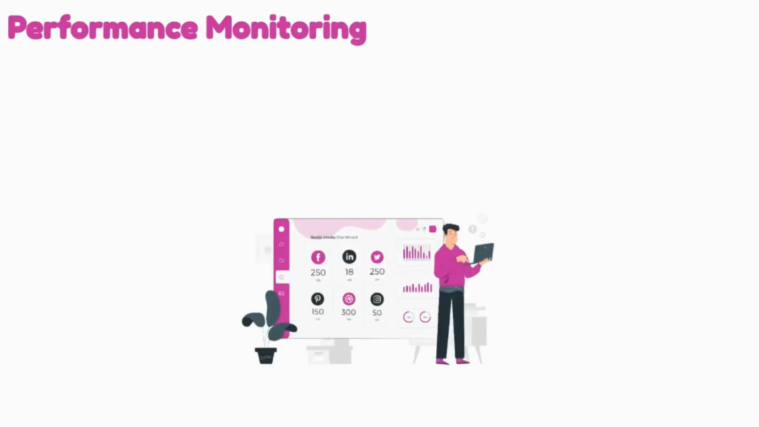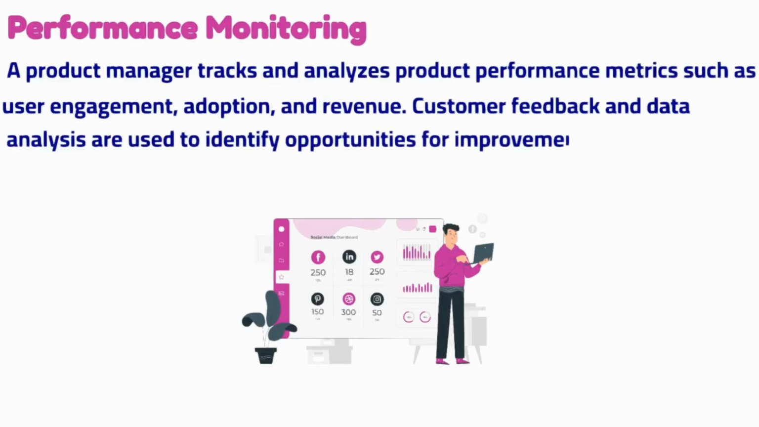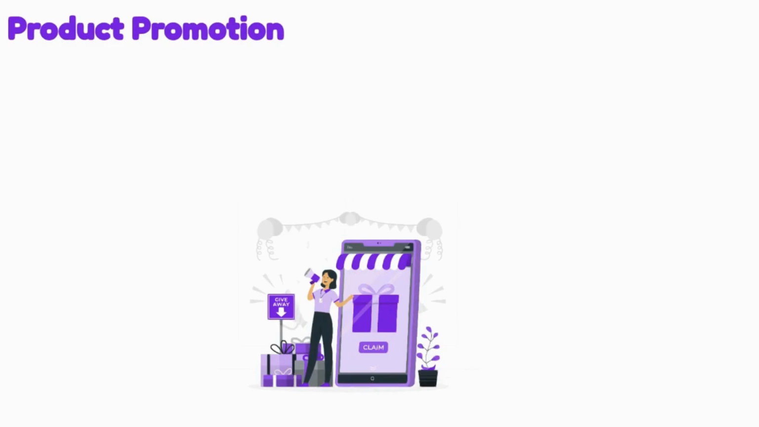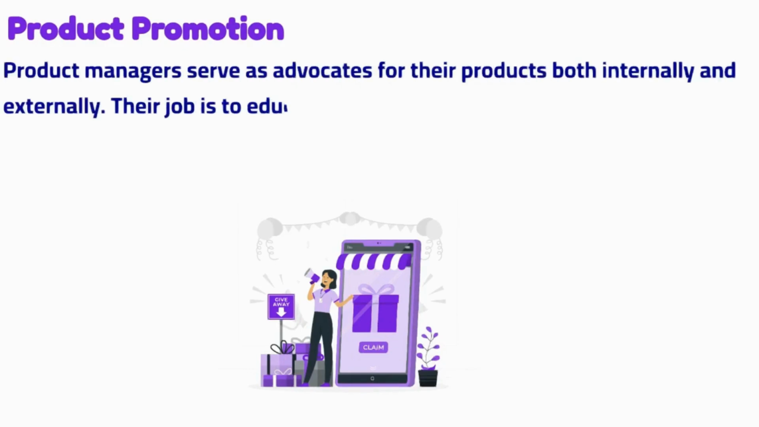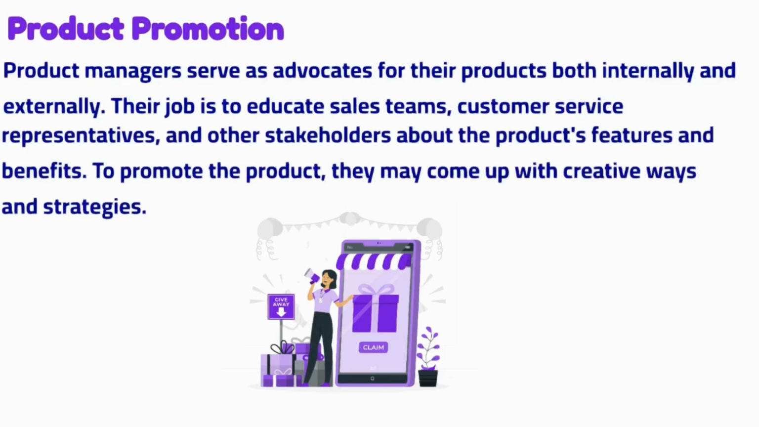Performance monitoring. A product manager tracks and analyzes product performance metrics such as user engagement, adoption, and revenue. Customer feedback and data analysis are used to identify opportunities for improvement. Product promotion. Product managers serve as advocates for their products both internally and externally. Their job is to educate sales teams, customer service reps, and other stakeholders about the product's features and benefits. To promote the product, they may come up with creative ways and strategies.